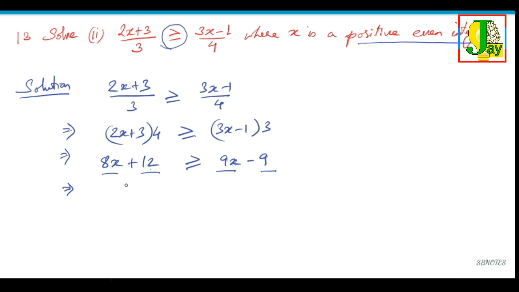So 12 and minus 9 come to this side, plus 9. We have 9x minus 8x. So 9x minus 8x is x, and 12 plus 9 is 21. So that means x is less than or equal to 21.